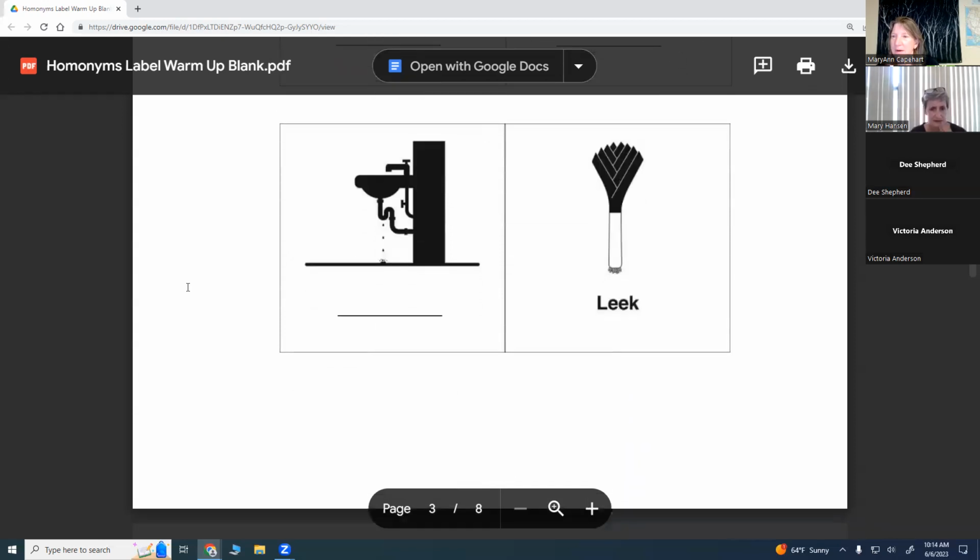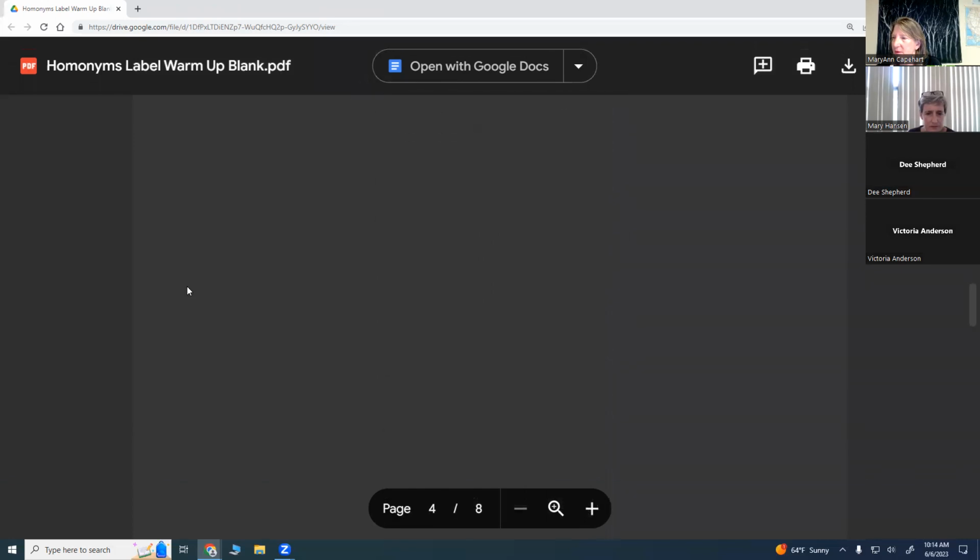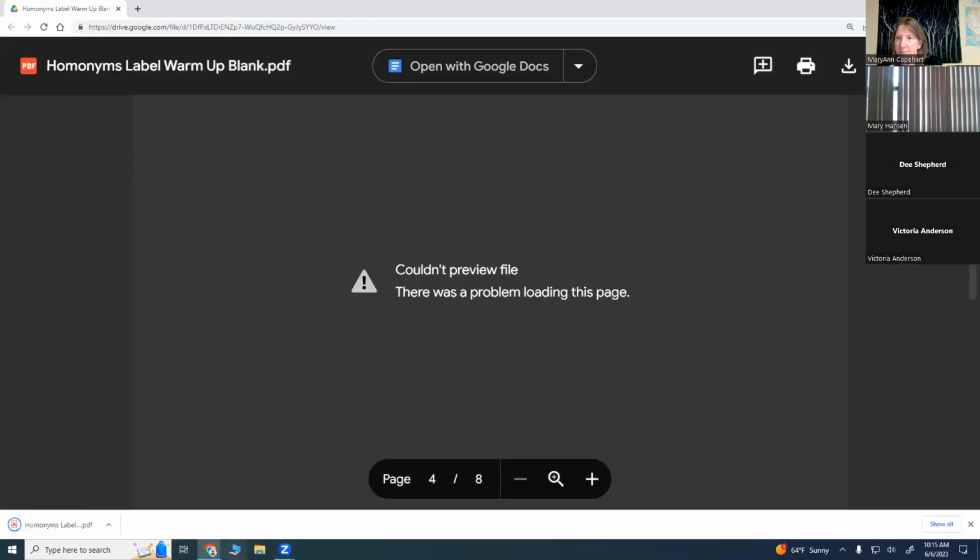So that one, oh, we can. Leak and leek, L-E-E-K. It's a pretty good drawing of a leek. Both of them, I like those. See if I download this, it helps.